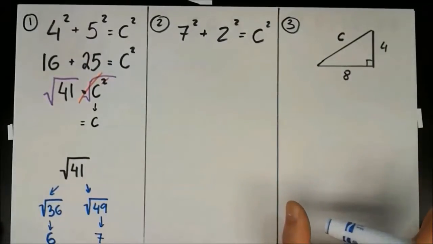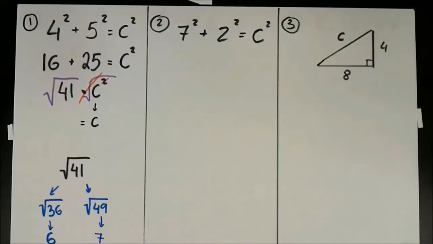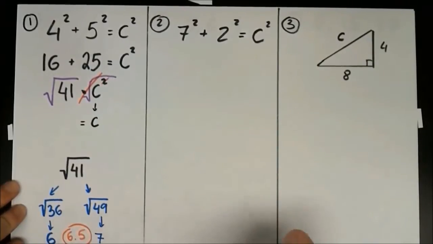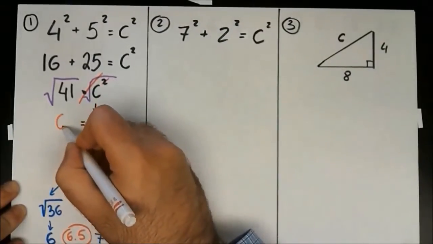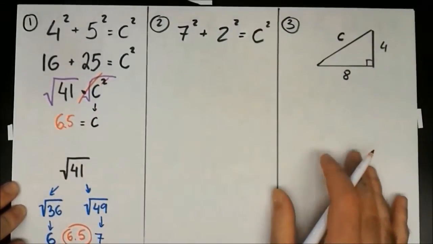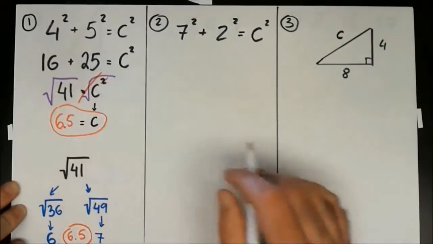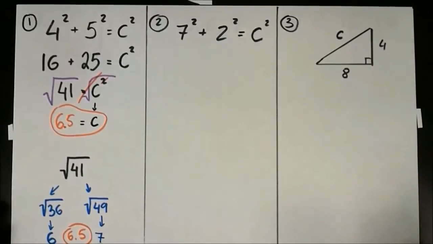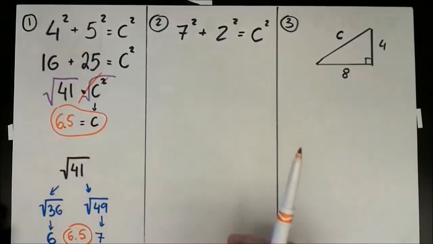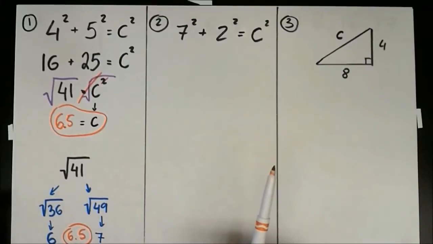Of course you could have had negative 6 and negative 7 as well. We're talking about measurements here, and you can't have negative measurements, so we're going to keep it to the principal roots, the positive ones. So since 41 is somewhere in the middle, what should my answer be? 6.5 would be a good estimate, and that's all I really want from you. So c is approximately 6.5. Makes sense. It's got to be the longest side, and 6.5 is longer than 5 or 4. Questions on number 1?